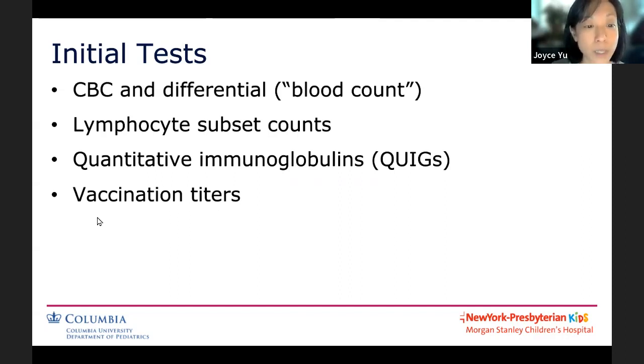Then we also look at your vaccination titers. What's important about your vaccination titers is not just the number or the quantity, but that having the presence of these titers is also an indicator of how well your immune system is functioning. So it helps us determine whether the cells and the antibody producing cells are interacting with each other and functioning to make these vaccination titers. So this is one kind of measure of the function of your immune system.